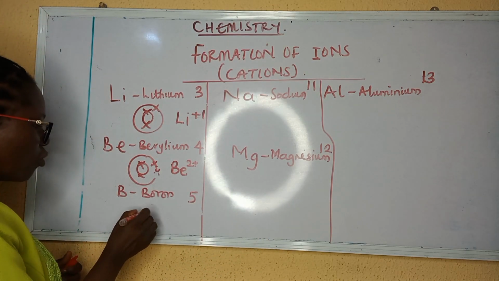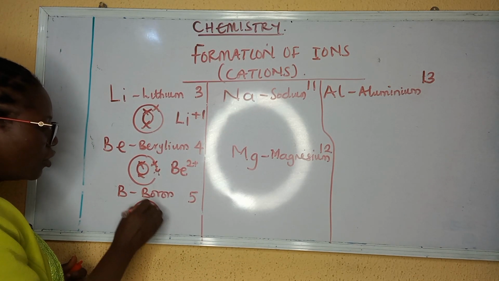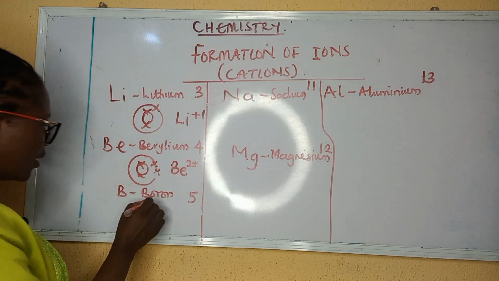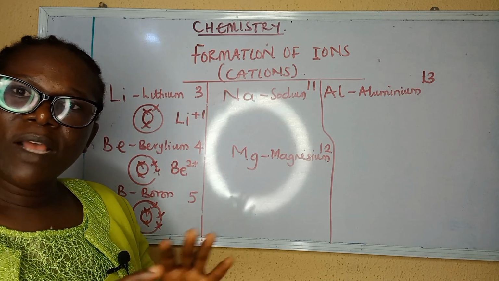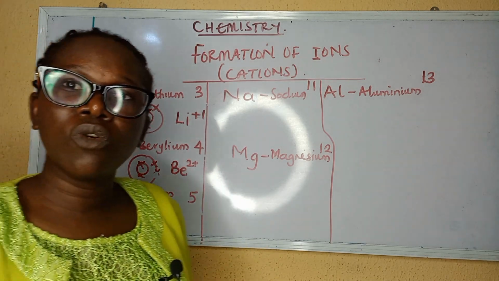So the next one is boron, which has an atomic number of 5. The first shell takes 2. The next shell takes the last 3. This is also in need of 5 more to make it 8, so as to attain a noble gas structure.